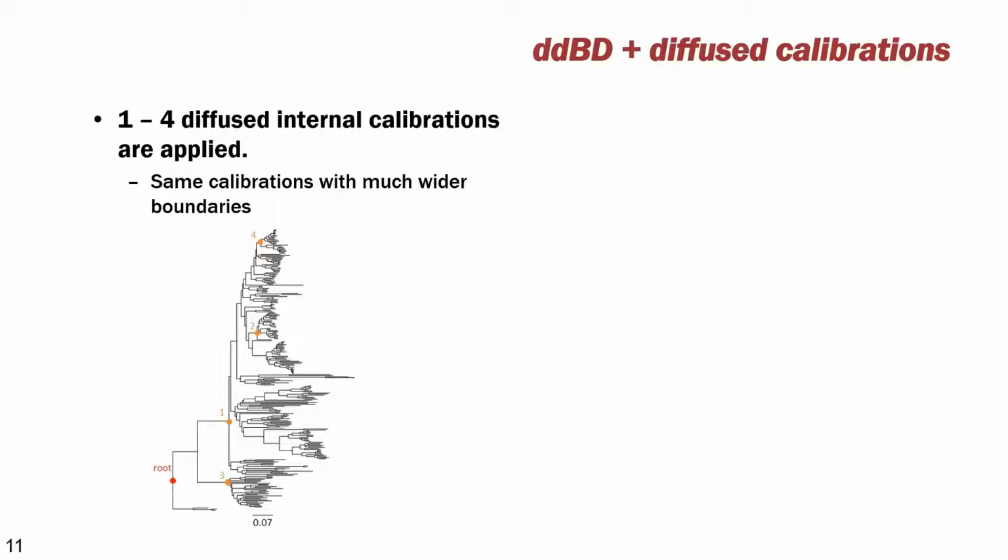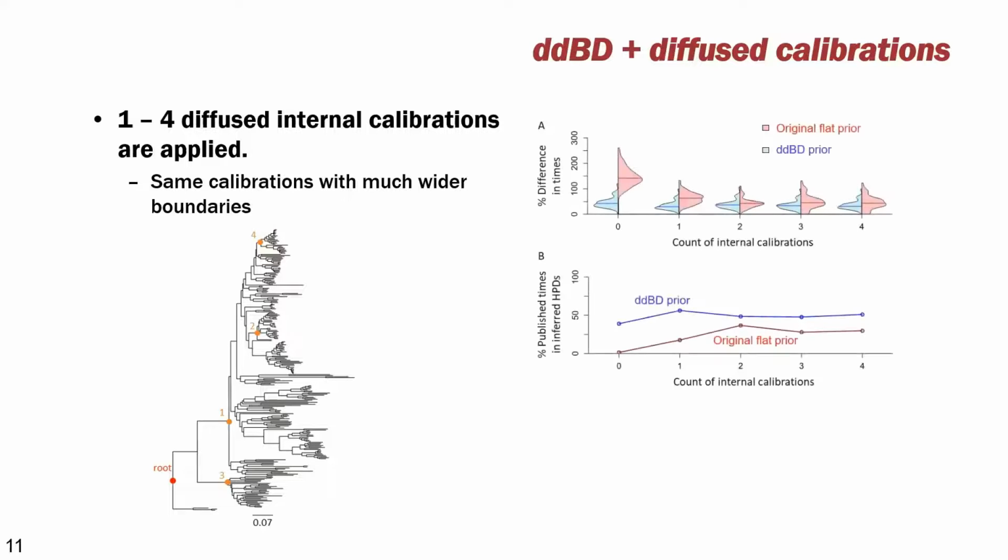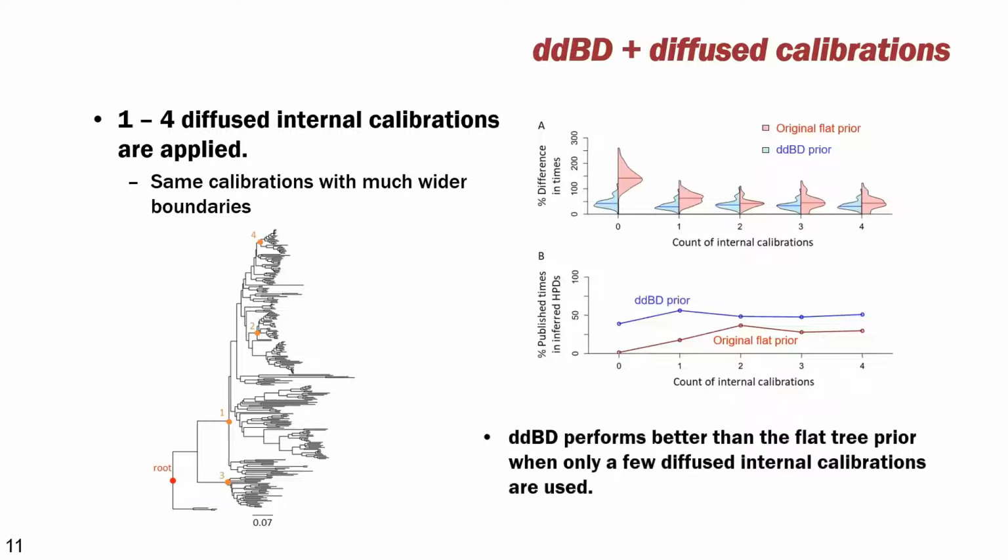So we relaxed the calibration boundaries on the same calibrated nodes to represent the diffuse calibration case. And we found similar patterns. The data-driven tree prior performed better than the default flat tree prior. It produced time estimates more similar to the published times with the use of only a few diffuse calibrations. And the HPD intervals estimated using the data-driven tree prior contain more published times.